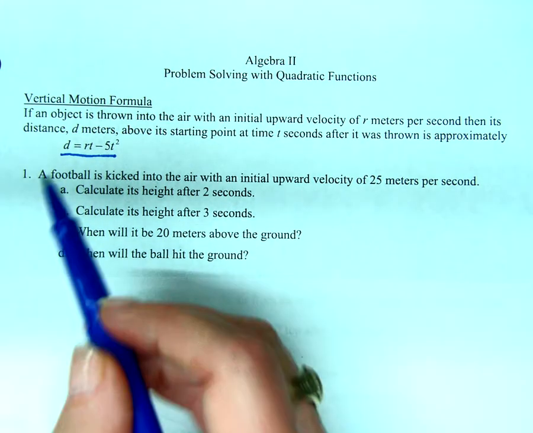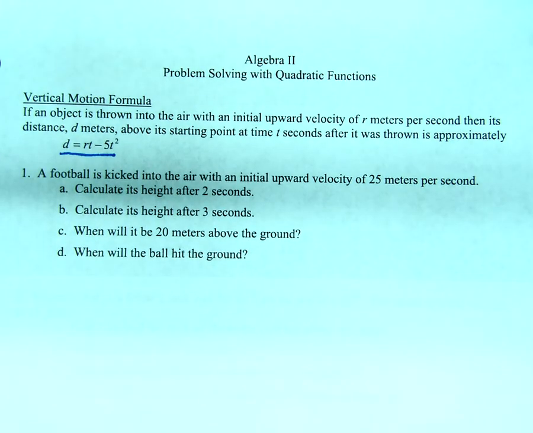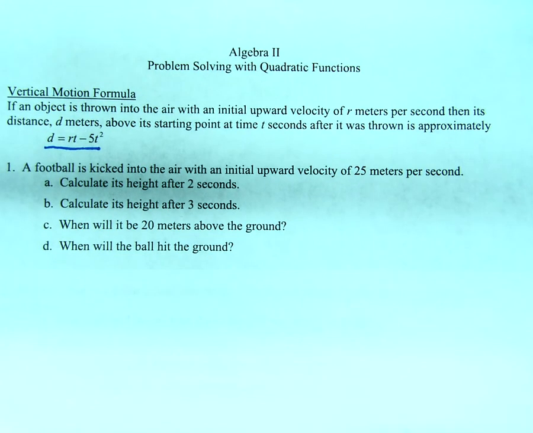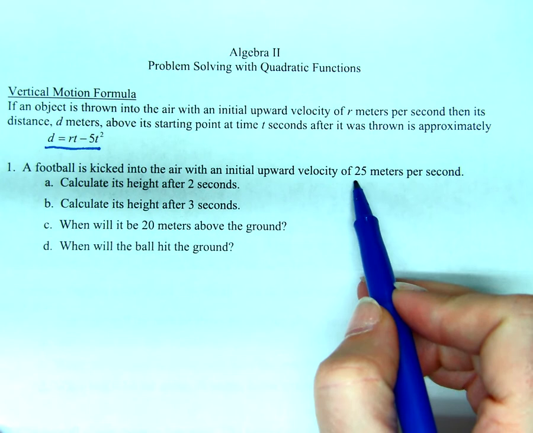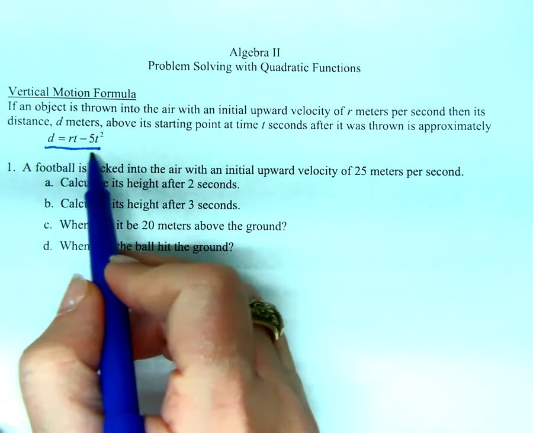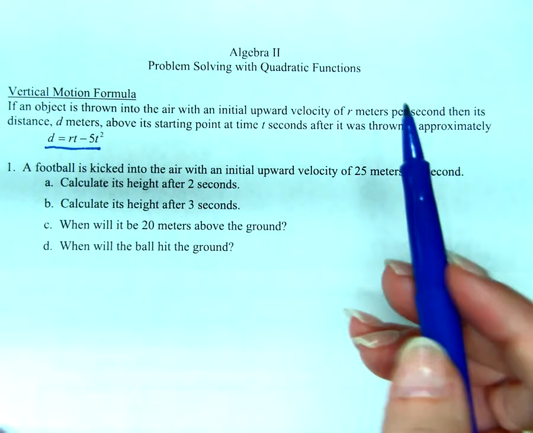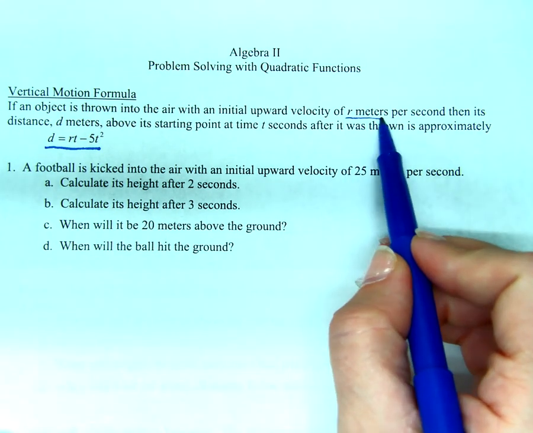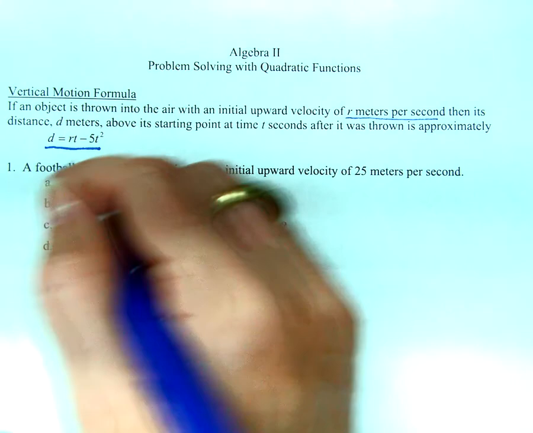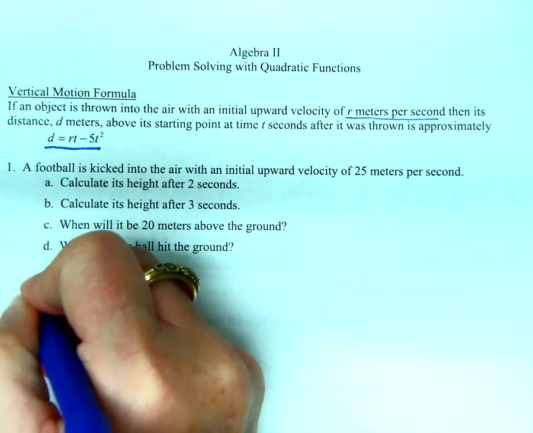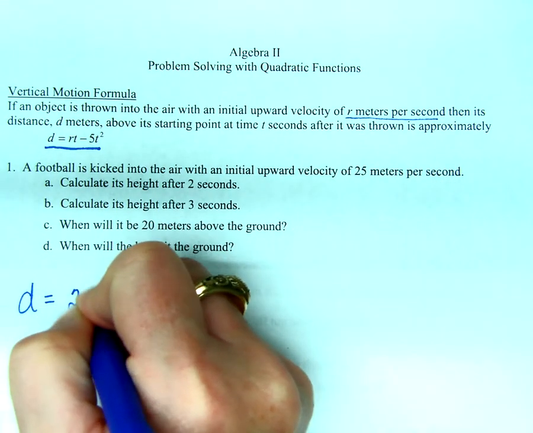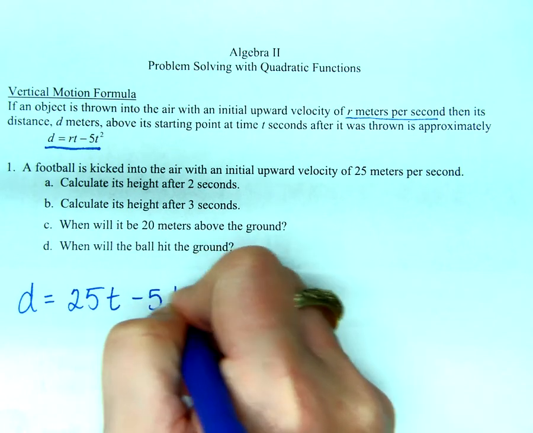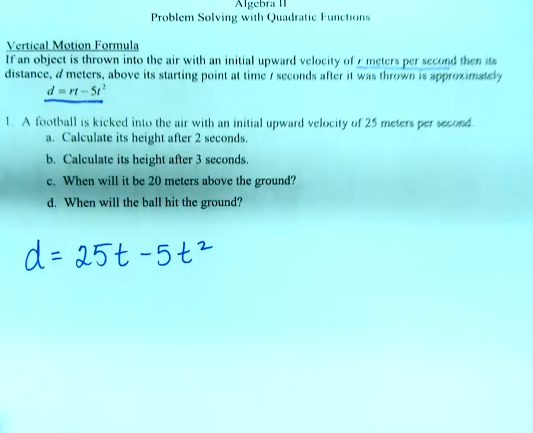A football is kicked into the air with an initial upward velocity of 25 meters per second. So Austin's kicking a football, right? With an initial upward velocity of 25 meters per second. If I go back to this vertical motion formula, where am I going to put 25? For R. So for this particular problem, we're going to be using d equals 25t minus 5t squared. You okay with that?